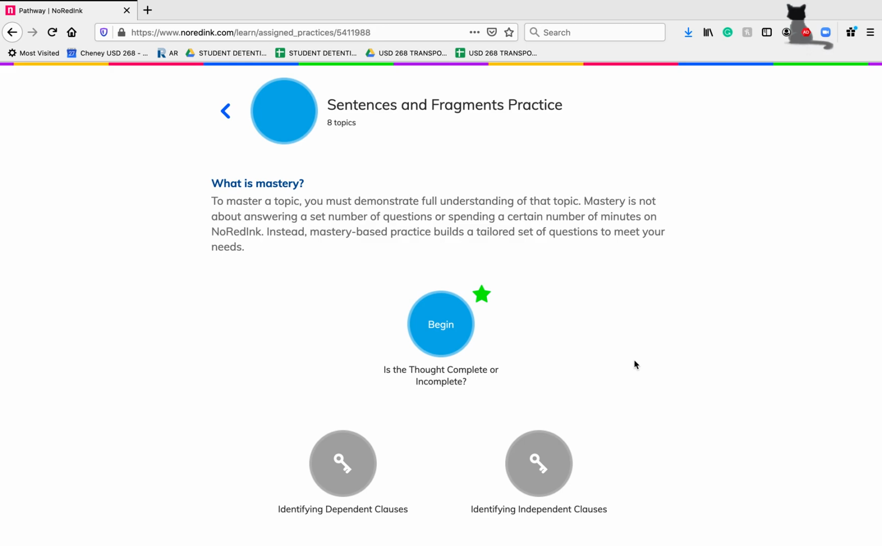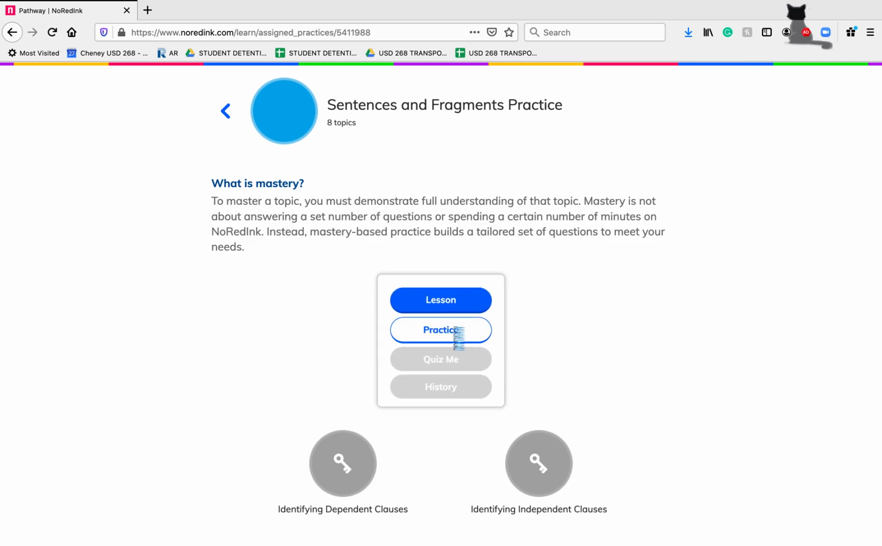Today we're going to start out with our sentences and fragments practice. So we're going to work on the first two bubbles in this video. The first should be a review for you dealing with complete or incomplete thoughts. We've done that with our colons and semicolons when we were trying to look at those, as well as the unit we did prior to this. So hopefully you'll be able to fly through this one pretty quickly.